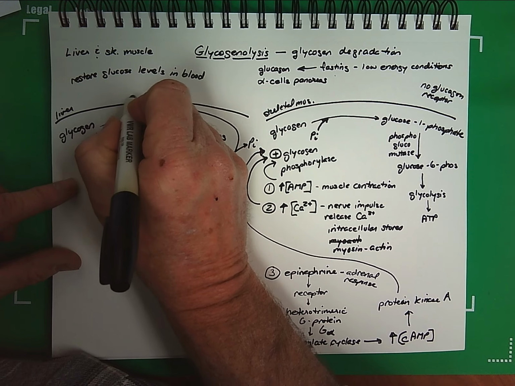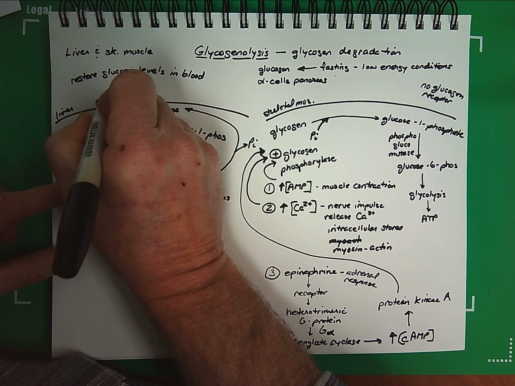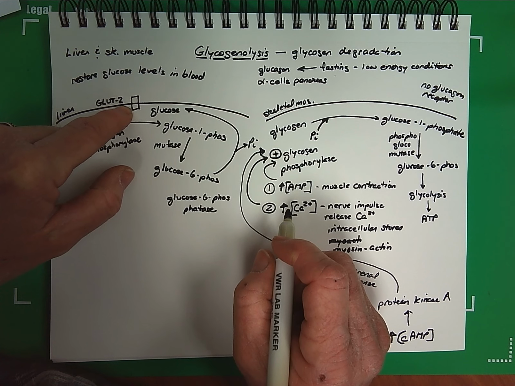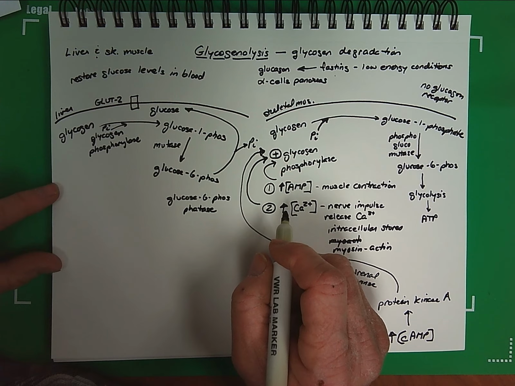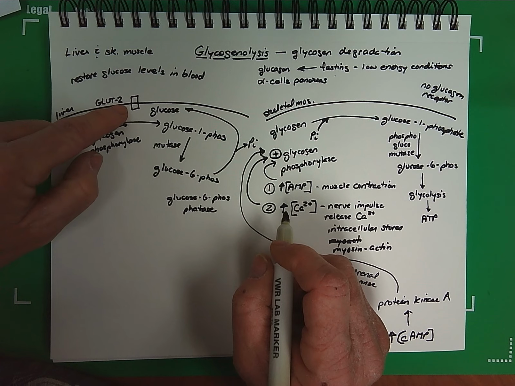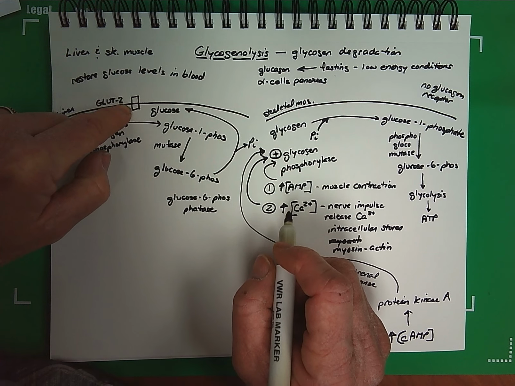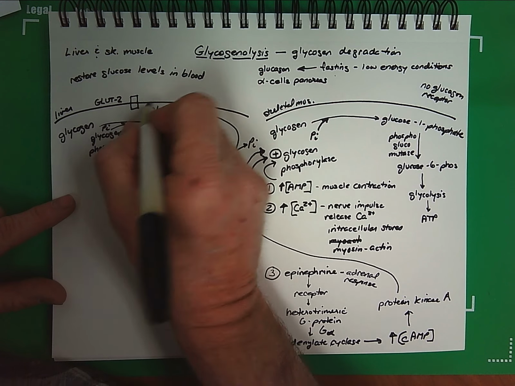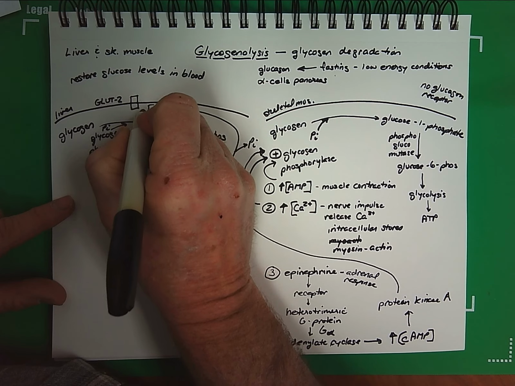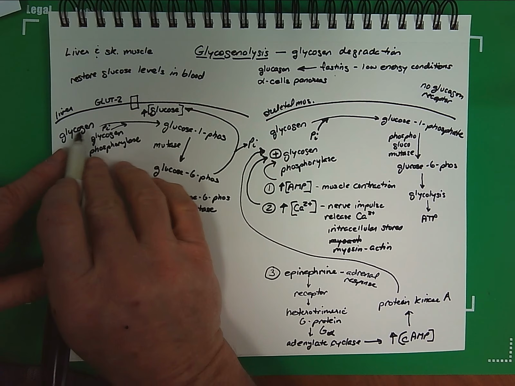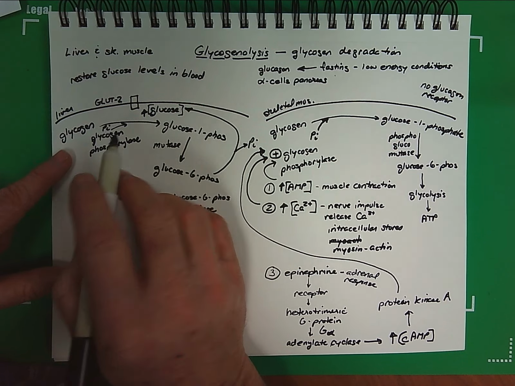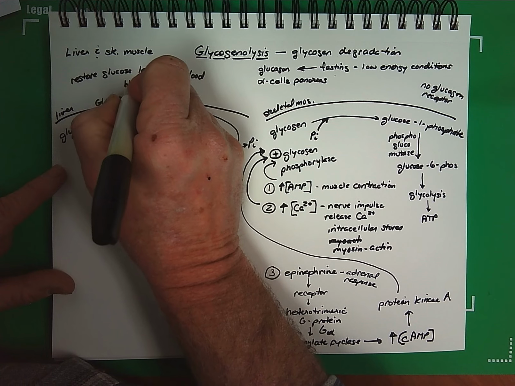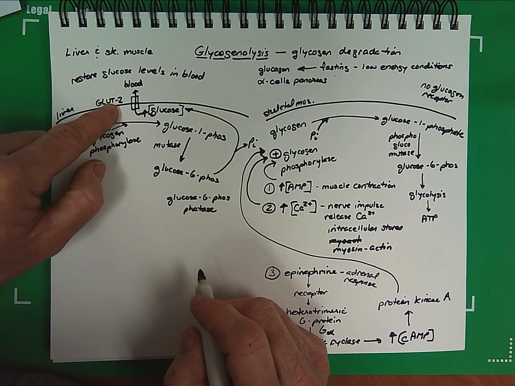Now, recall that the GLUT2 transporter is always on the surface of the liver. This is not an insulin-responsive transporter, so it's always there. It works by high concentrations of glucose because it's a low-affinity transporter. So as the glucose concentrations begin to rise, because we are releasing it rapidly from glycogen, it will now reverse itself and put the glucose into the blood through the GLUT2 transporter.